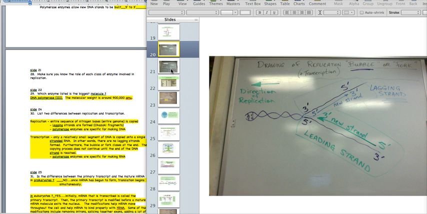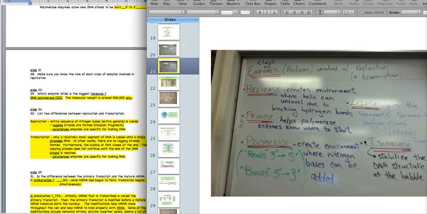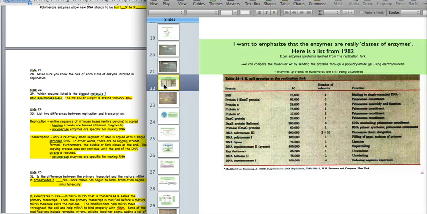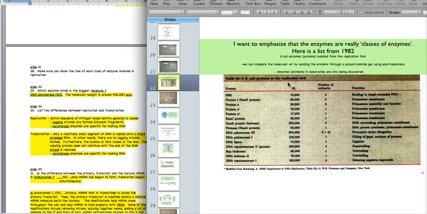And then, yeah, we also asked you to understand the different enzymes that are involved. And really, once again, just think of them as classes of enzymes: helicase, primase, polymerases, ligases, isomerases, or a lot of times they're called topoisomerases. Yeah, and here's that picture of the enzymes from 1982, and we had started to identify them.